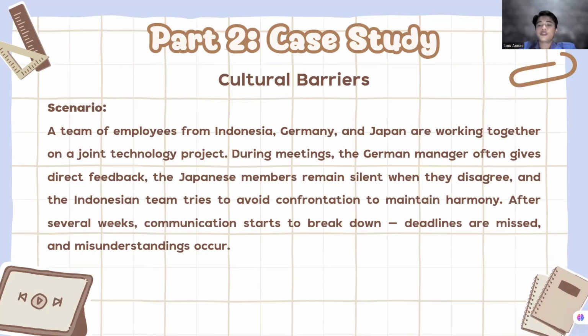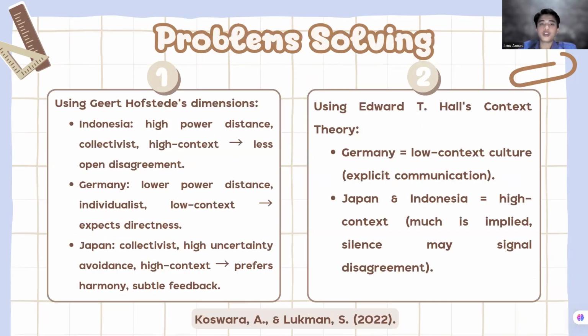Within different cultures, during the meetings, the German manager often gives direct feedback. The Japanese members remain silent, and the Indonesian team tries to avoid confrontation. Because of this kind of culture, several weeks later, the communication starts to break down. Then deadlines are missed and there is misunderstanding between each other. So, what kind of problem solving can we use for this?